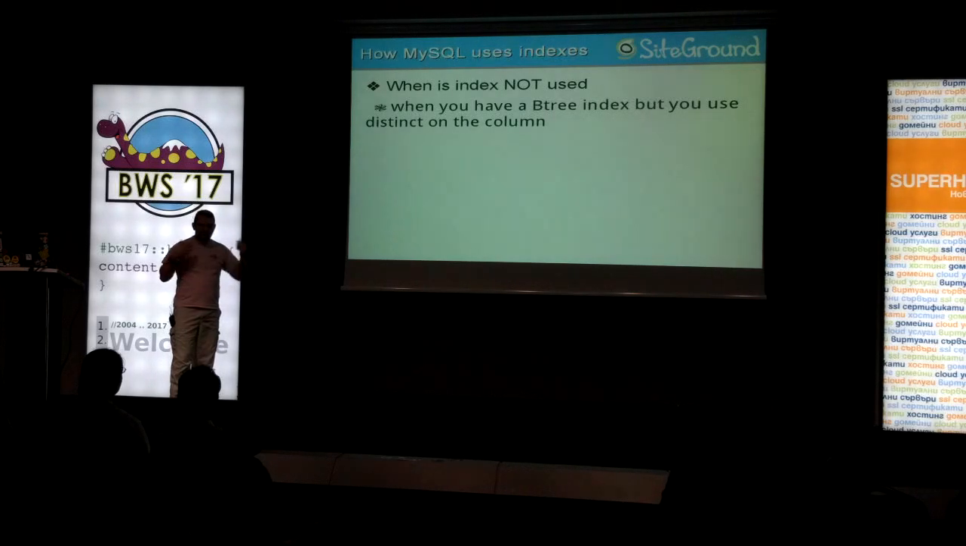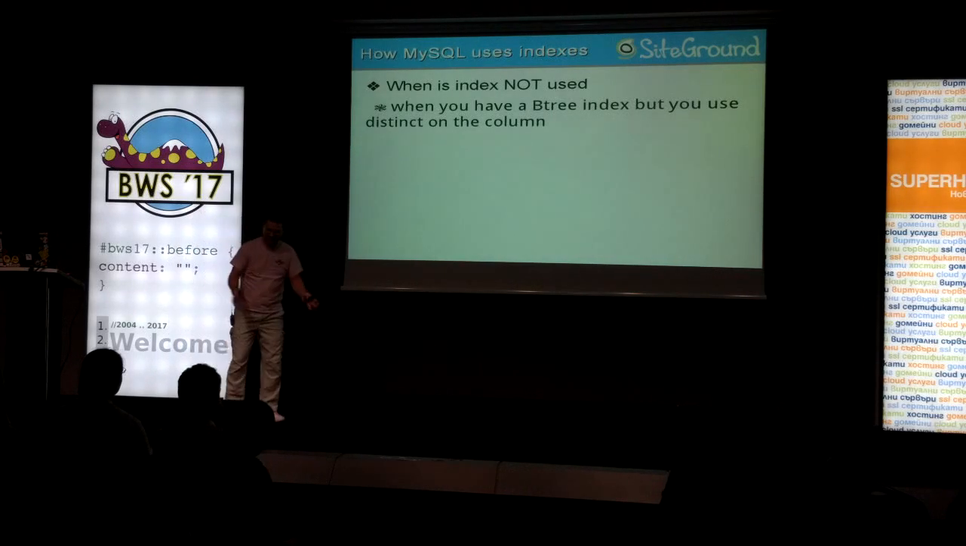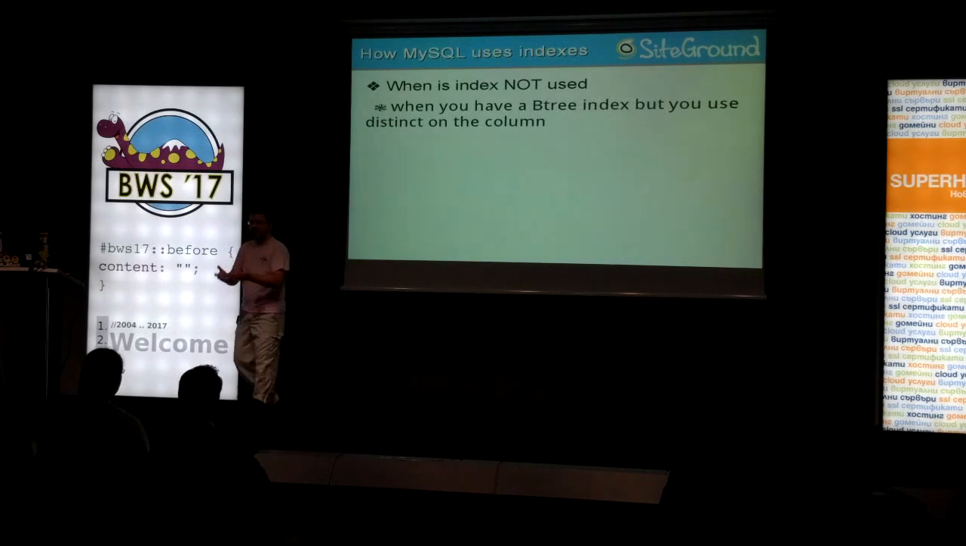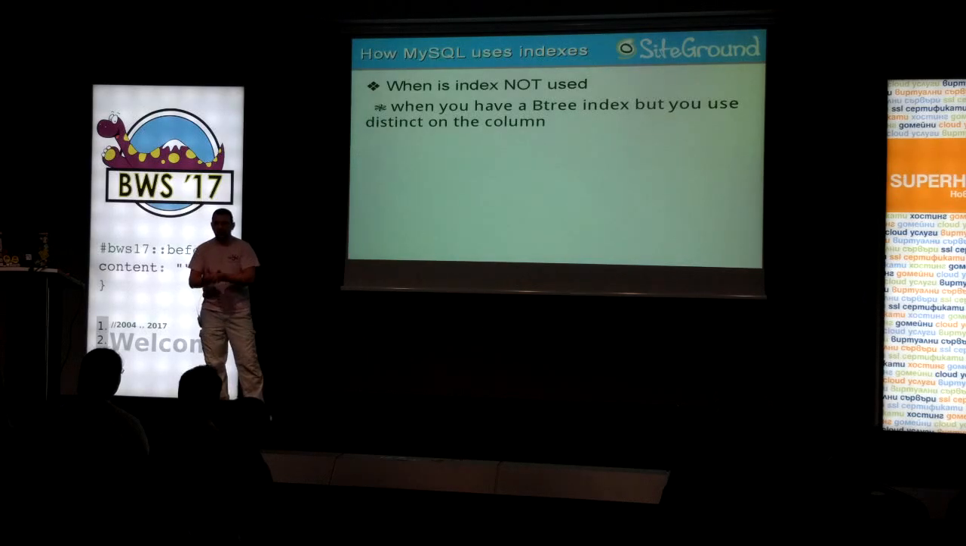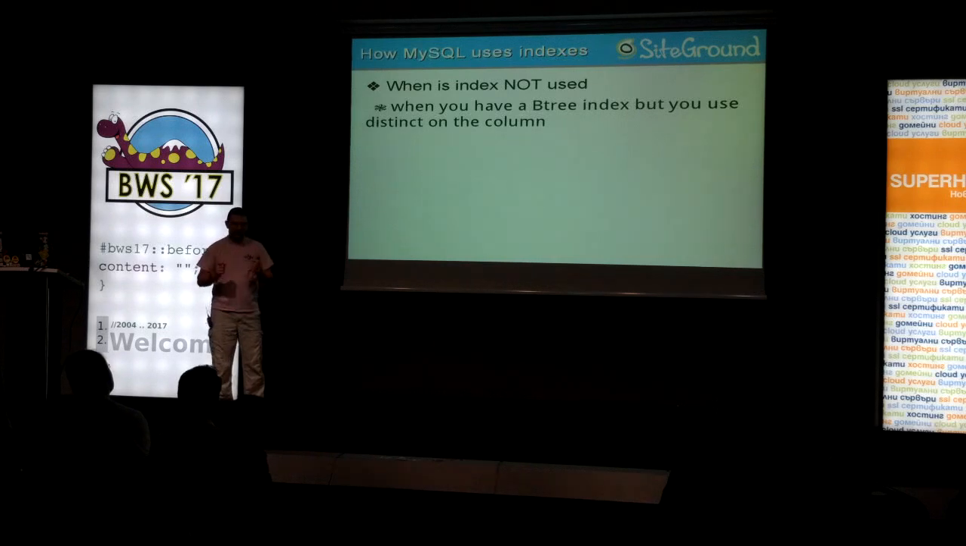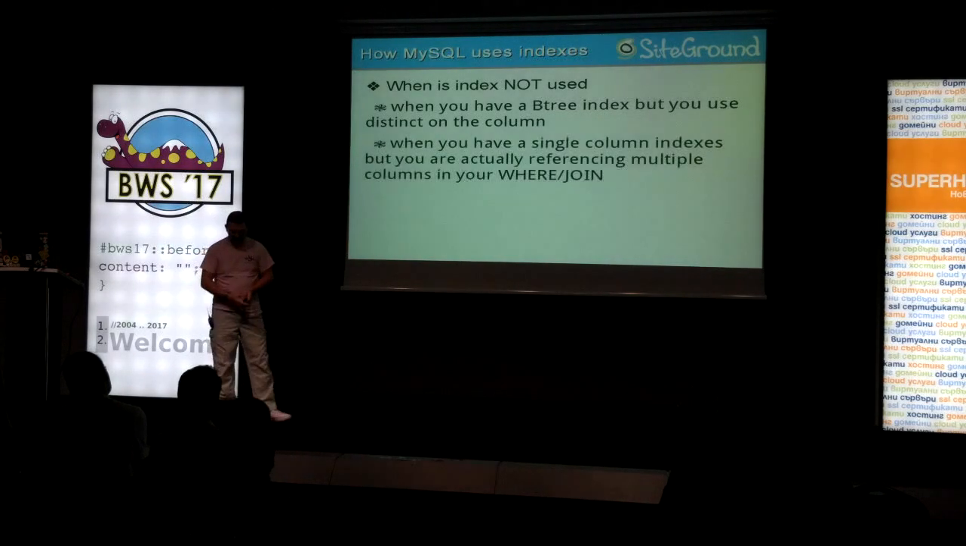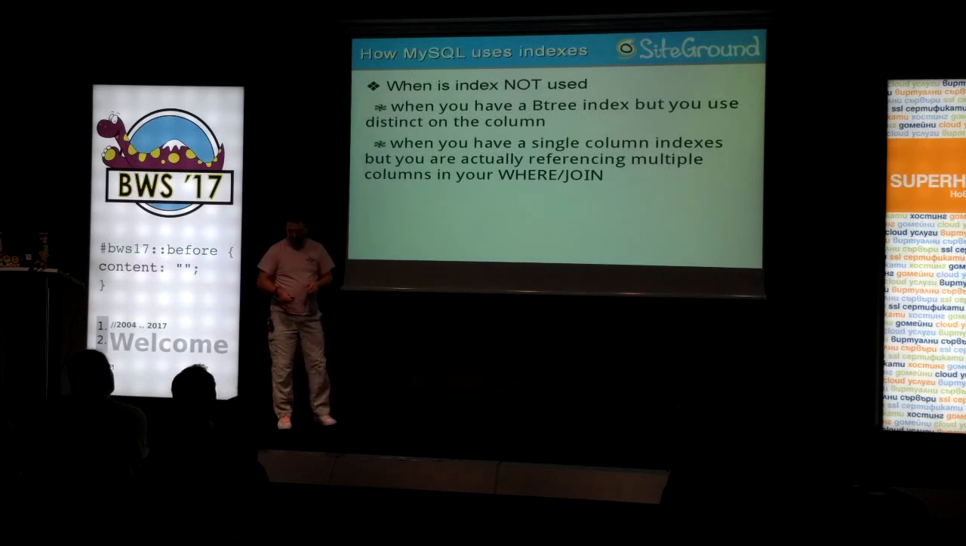When you have B-trees in your index, but you use distinct on the column, unfortunately you cannot use the index, simply because the B-tree can have nulls in it, and if you haven't defined the column as not null, it's not usable for MySQL because it actually cannot satisfy one simple requirement. Is this field null or not null? So it will go to full table scan.